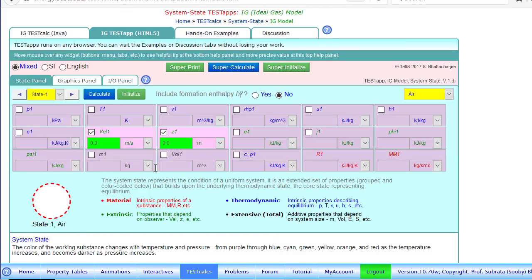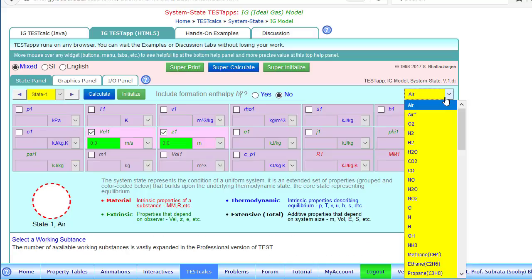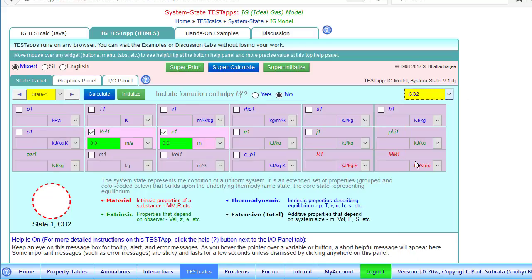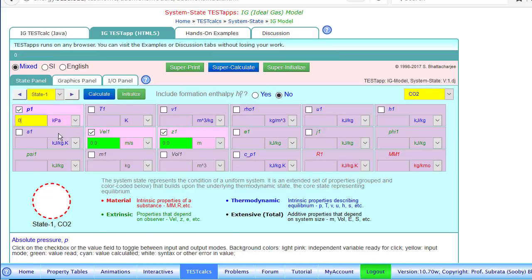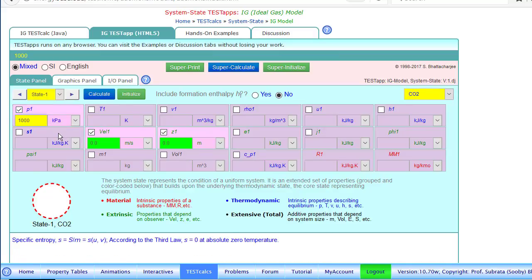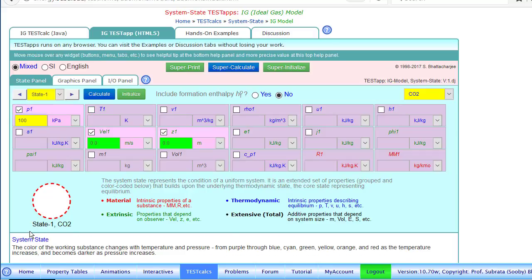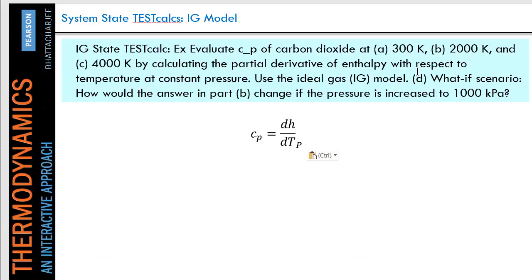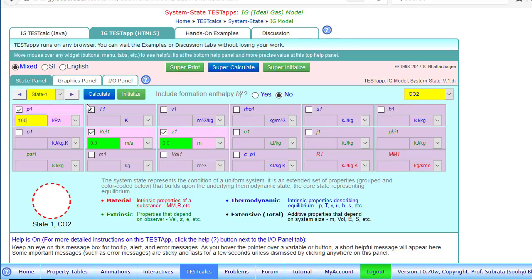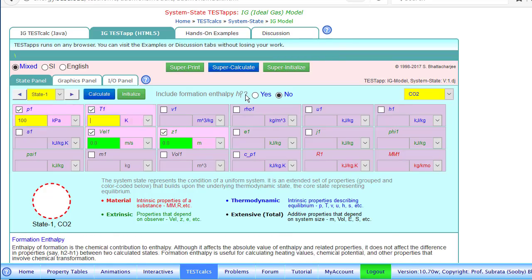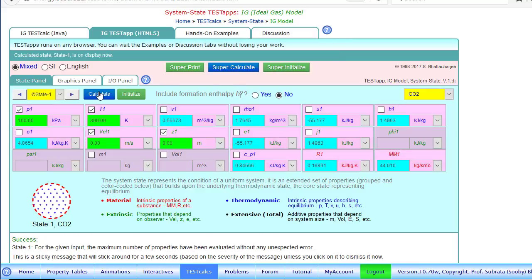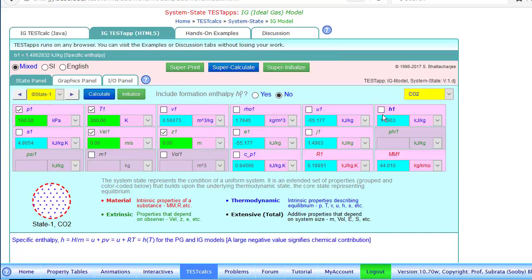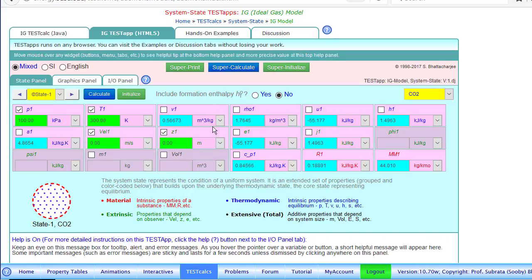And then we can start entering our values. So it's CO2, so we'll change that in the upper right corner. And P1, we're just going to assume is 100 kPa. And then it says T1 is 300 K. Alright, calculate, and then we have our H value right over on the top right corner.